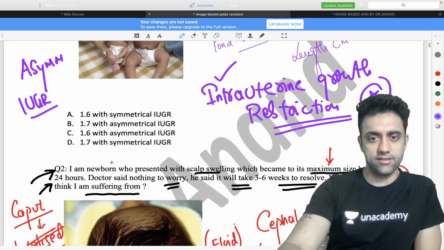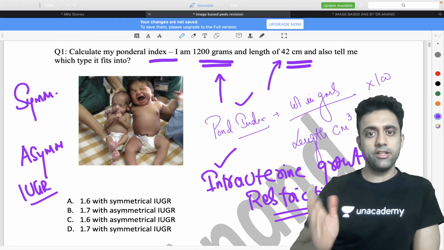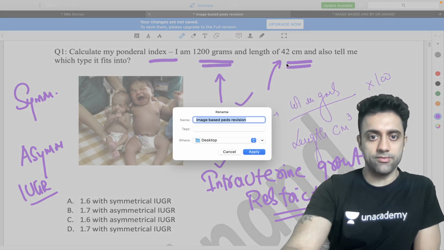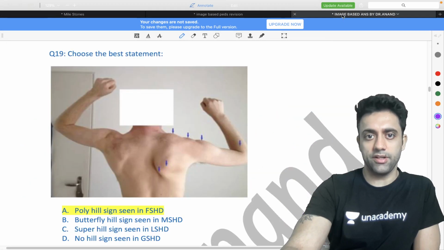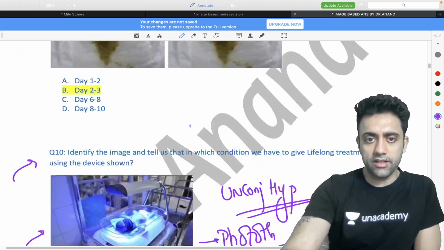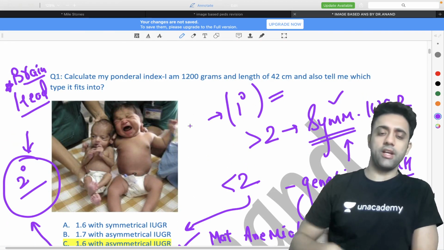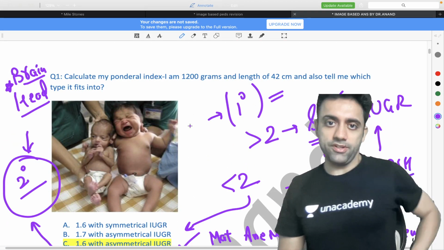So less than 2 or more than 2, like that you have to remember. This is important. This has come in exams also, symmetrical and asymmetrical IUGR. And one more thing I want to tell you. More than 2 is symmetrical IUGR, and less than 2 is asymmetrical IUGR.